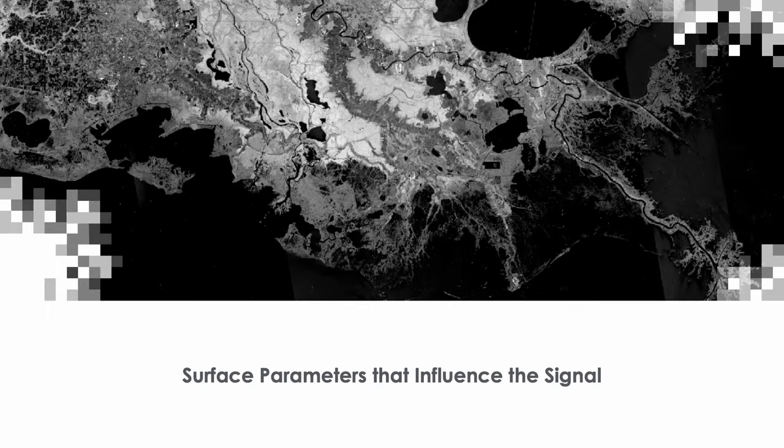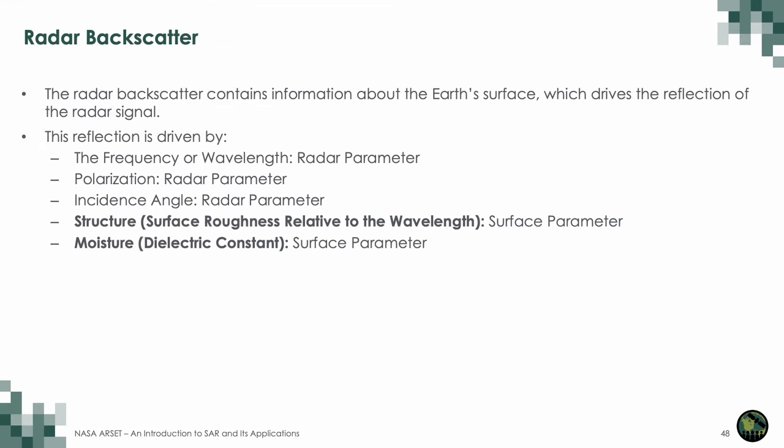So up to now, we've talked about the radar parameters. Now let's talk about the surface parameters that influence the signal. The radar backscatter contains information about the Earth's surface, which drives the reflection of the radar signal. And this reflection is a function of the characteristics of the signal, which are the wavelength, polarization, and incidence angle, and then the characteristics of the surface. The information content that is unique to radar images is related to structure, motion, and moisture.